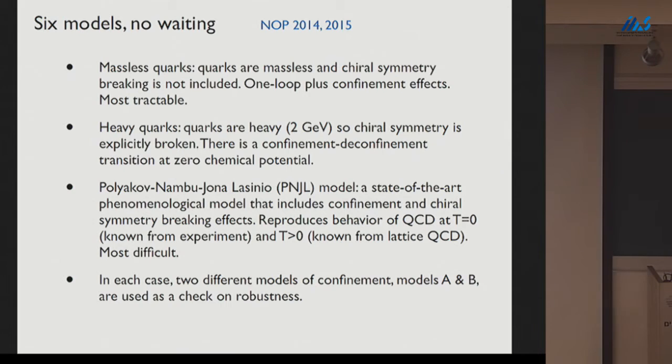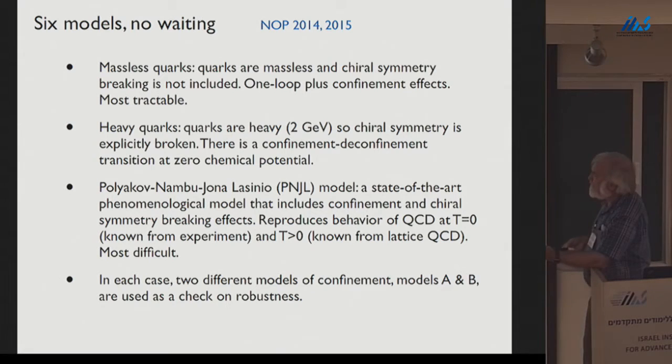Okay, so now I transition to unabashed phenomenology, okay? Because I don't have a fundamental theory of confinement. I don't have a fundamental theory of chiral symmetry breaking and chiral symmetry restoration. But in fact, we do know an awful lot about building phenomenological models that incorporate this. And in this set of recent papers, we considered 6 models. One was not enough. We considered the case of massless quarks with no chiral symmetry breaking. So these are massless quarks. This is the easiest case.